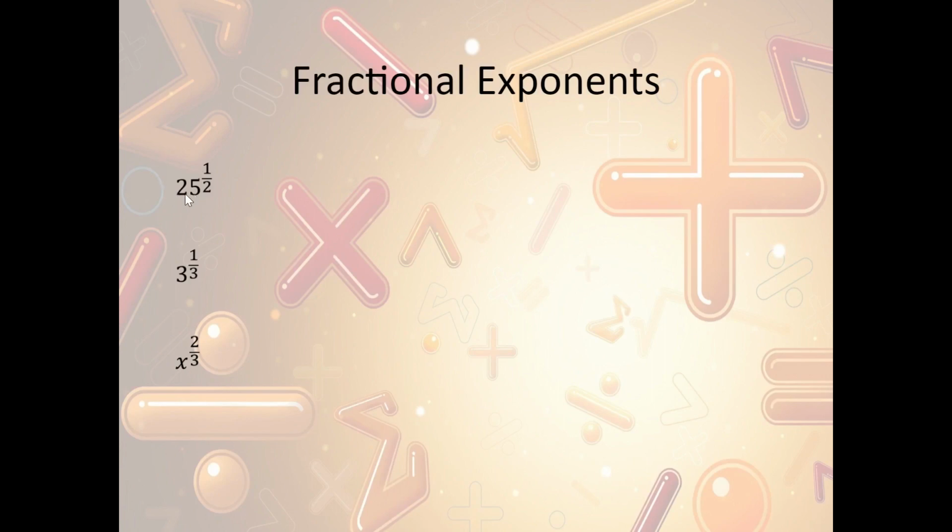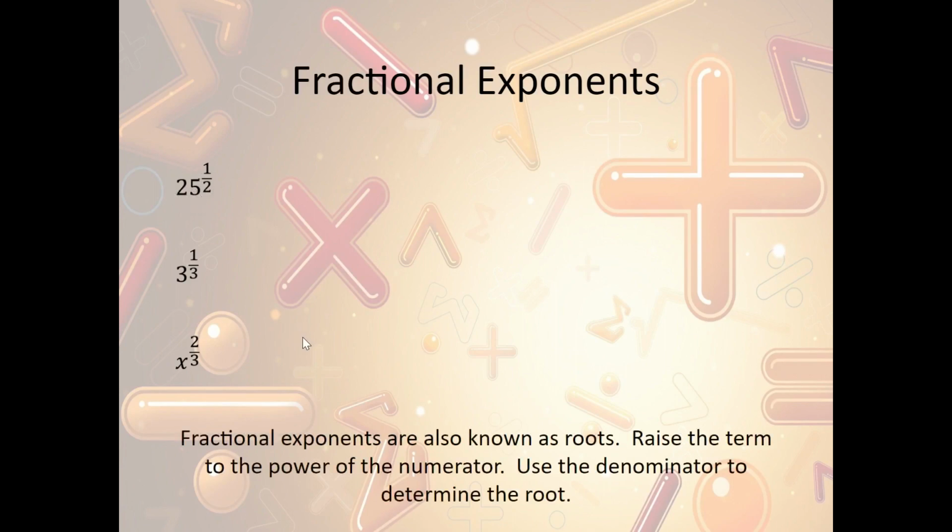For instance, we have 25 to the 1/2 power. So what we're going to do is take the base number, 25, and raise it to the power of the numerator. So it would be 25 to the first power. And then the denominator is going to make up the root we're going to take. So in this case, it will be the second root or square root.